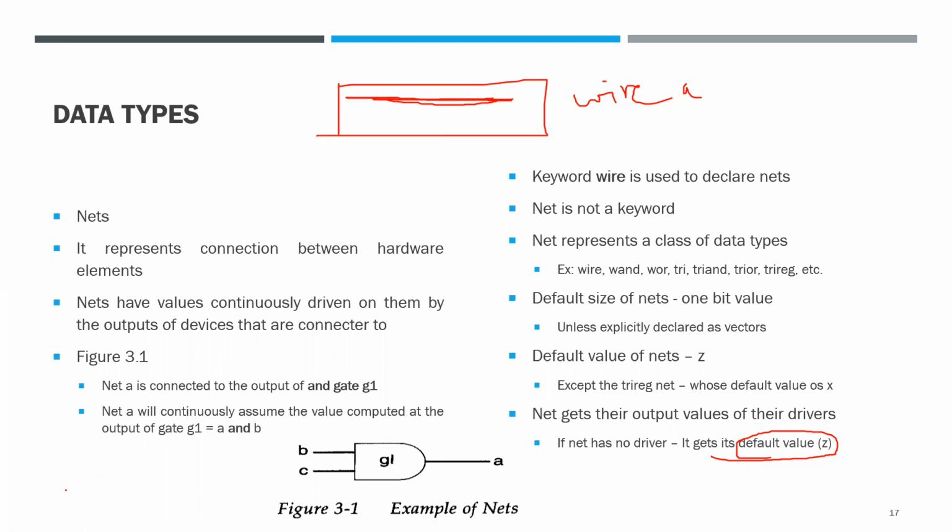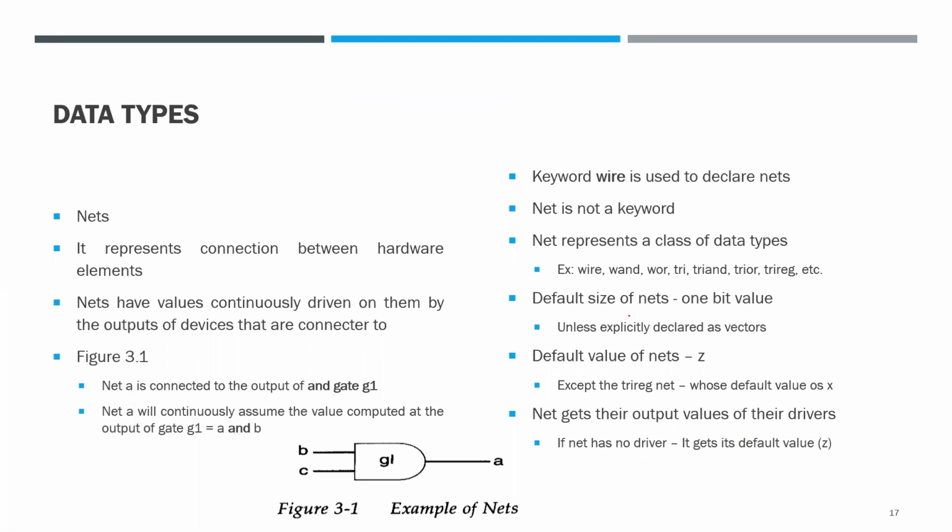Even sometimes, by mistake, you might have written that and you haven't used it anywhere. These things happen. So that is what you can check. If there is no driver to the net, then it just defaults its value to the tri-state condition.